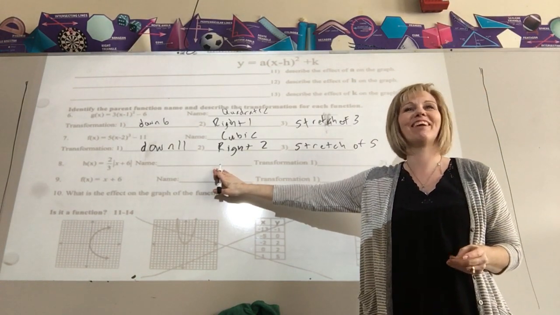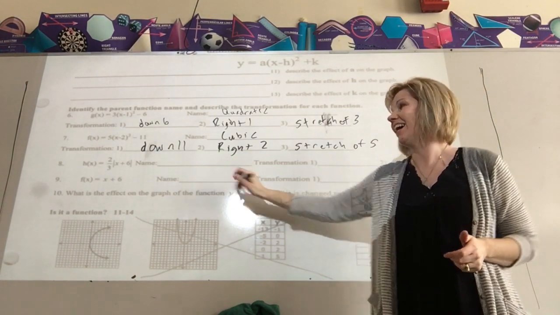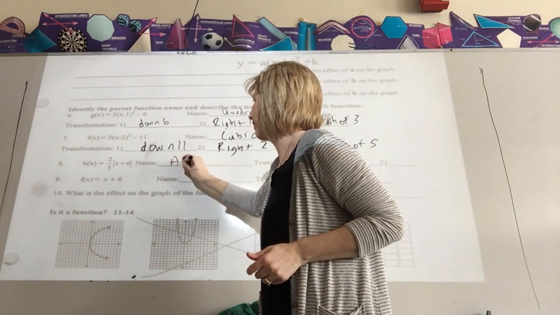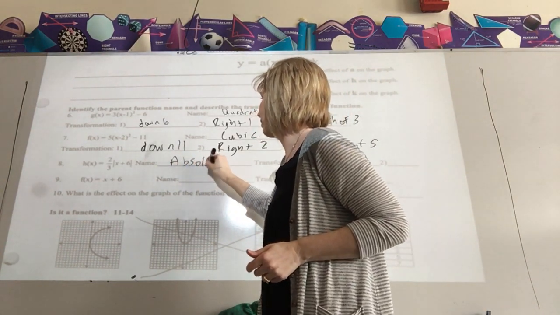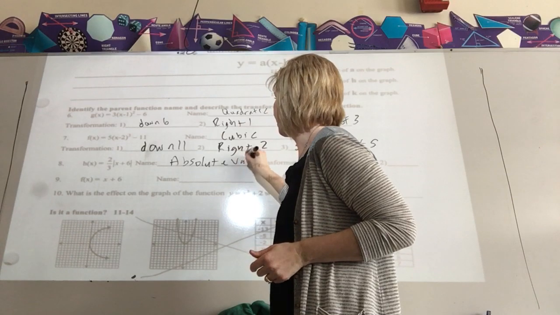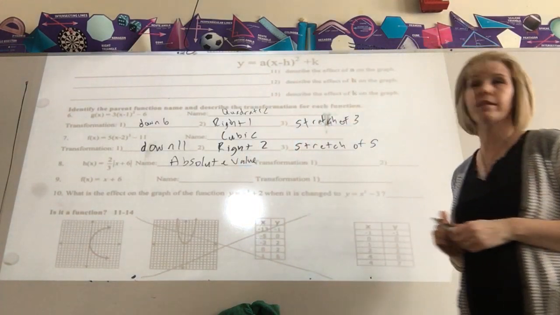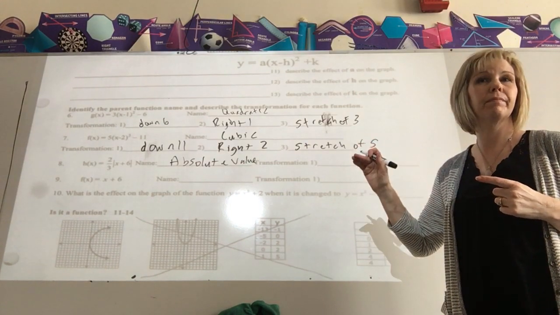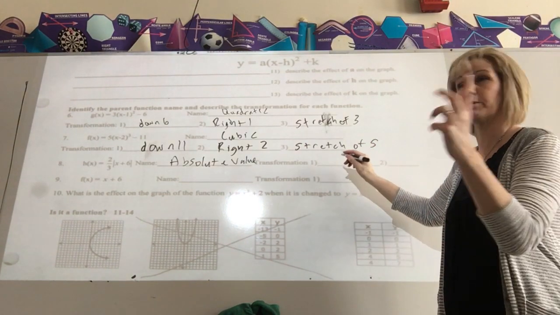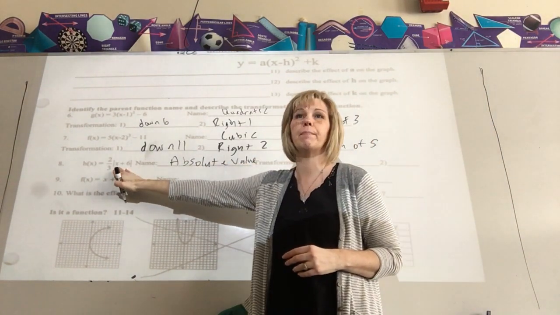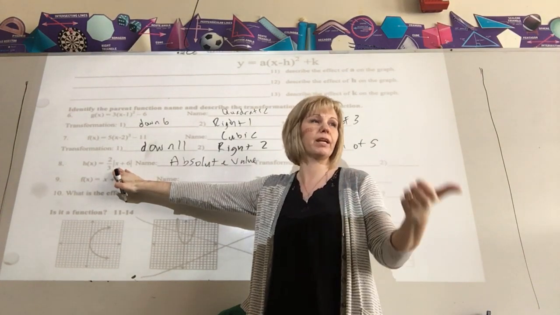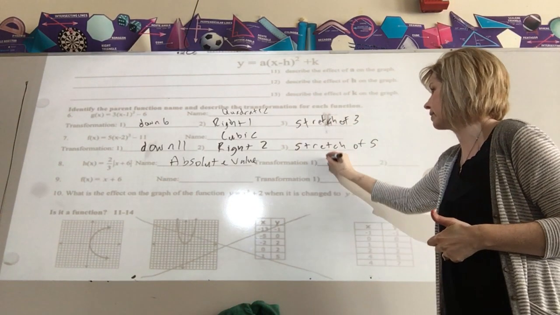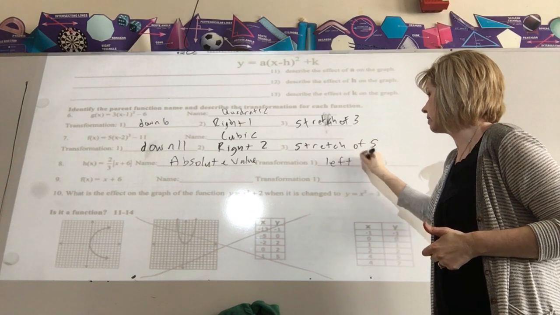What's the name for number 8? Absolute value. Okay, what are the transformations? There's 2 here. What's the +6 mean? Okay, it's going the opposite. Remember, what do we have to put in to make that equal 0? We'd have to put in a -6. So it's going to the left 6.